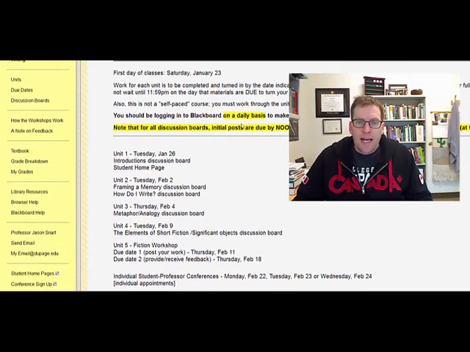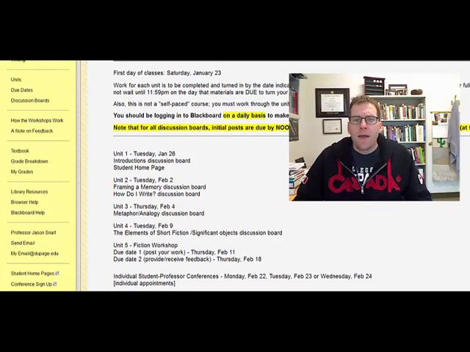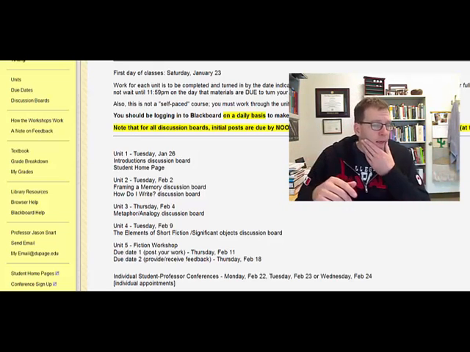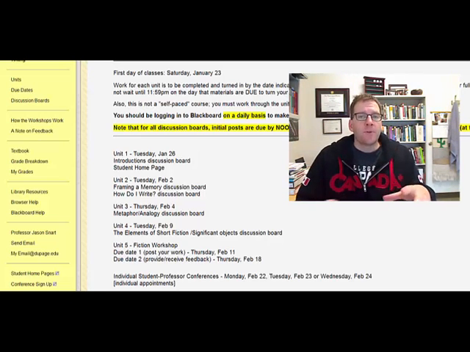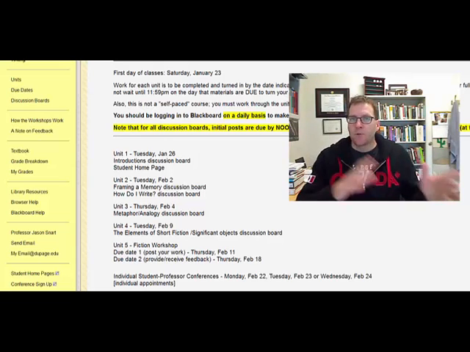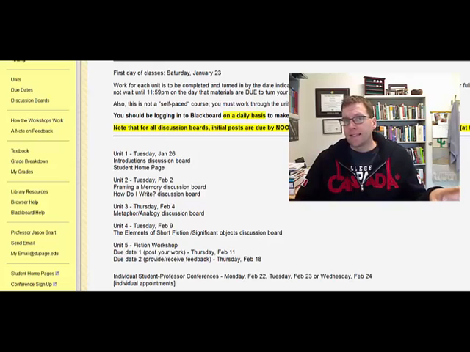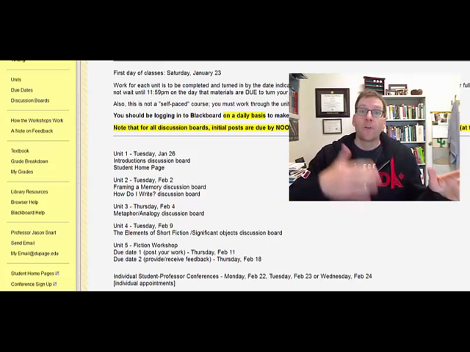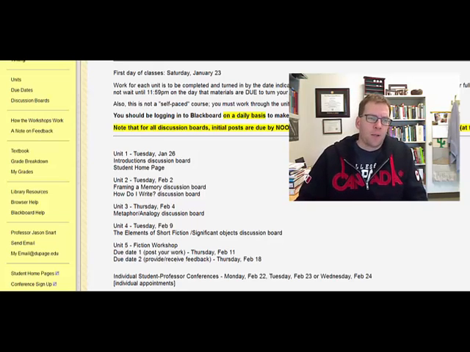Notice that I've literally highlighted that for discussion boards, there's a split due date system. Anytime you're doing an initial post, it's due by noon on the due date, and then replies are due by the end of the day. It's not a huge difference, but it helps to get enough people doing those initial posts. If you post early, you're not then waiting until the last possible minute for other people to post so that you can reply. So it's meant to help with that problem a little bit.